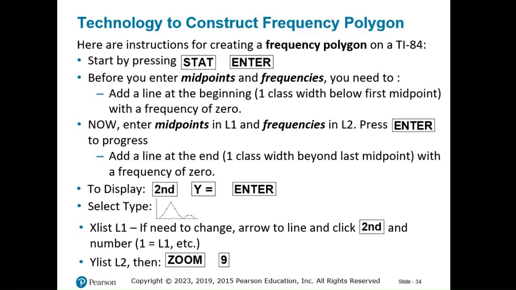Okay, once you've entered all your figures, press the second button, then Y equals, and enter. Next, select the type of graph you want. You'll select the one that looks like a line graph with beginning and ending points on the x-axis.